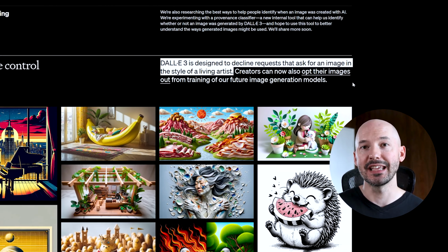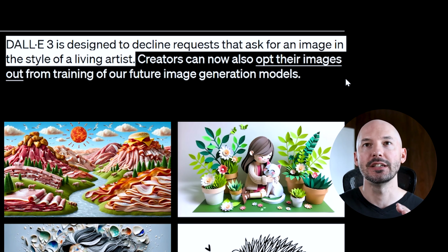And the second big thing in my opinion is that right there. Dall-E 3 is designed to decline requests that ask for an image in the style of a living artist. And why is that a big deal? Well, it might not matter to you, but to me personally, it doesn't feel right to include an artist's name in my prompts. I tend to avoid it, even though admittedly the results are pretty cool. I'd much rather use artistic language to describe a certain style than use an artist's name as some sort of shortcut. But I know some people feel differently than me, so please leave your thoughts in the comments below.